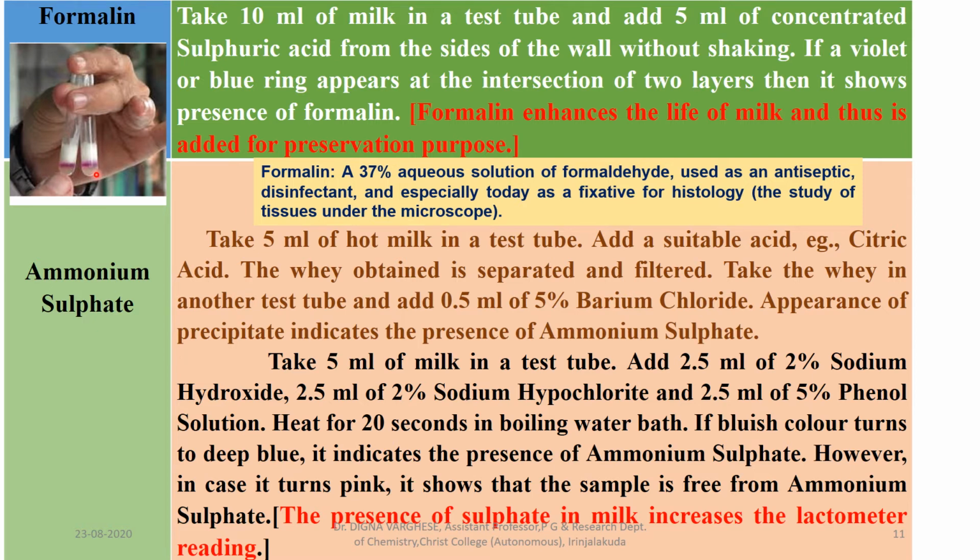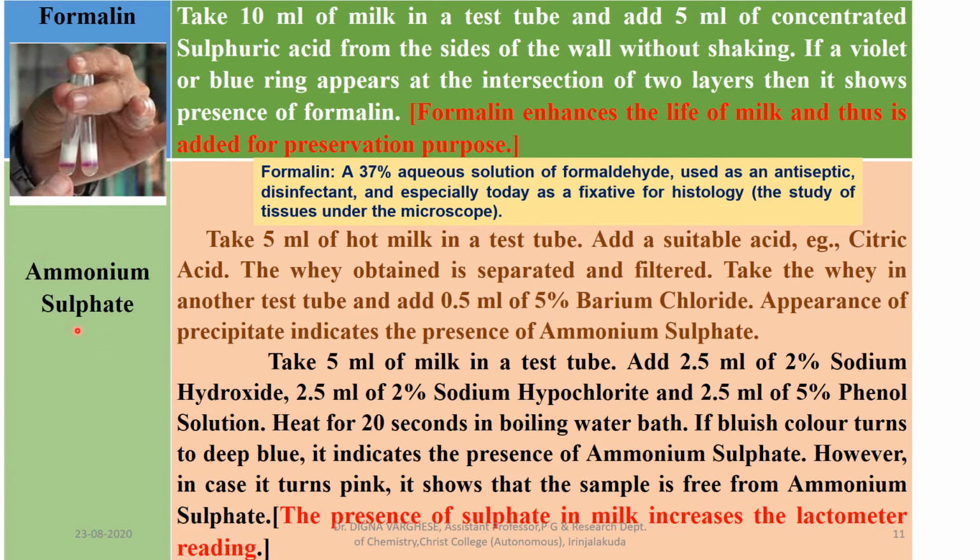When we are taking 10 ml of the sample, 5 ml of concentrated sulfuric acid is added without shaking. If shaking occurs, there is no formation of the ring. So without shaking, concentrated acid is added through the sides of the test tube. If a violet ring or blue ring appears at the junction of the two liquids, this indicates the presence of formalin in the sample.